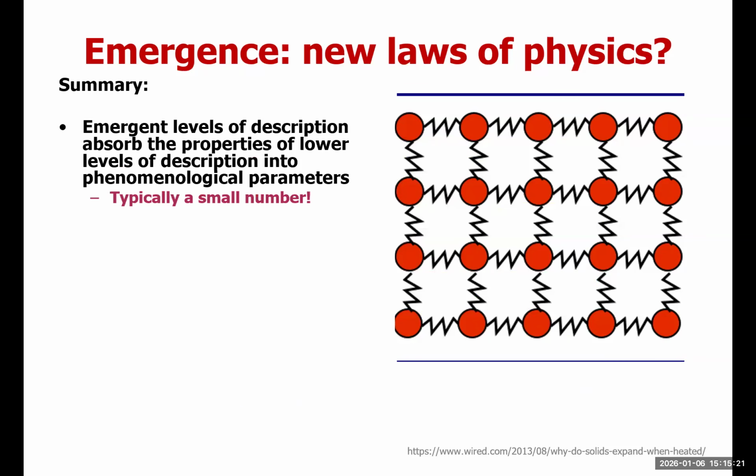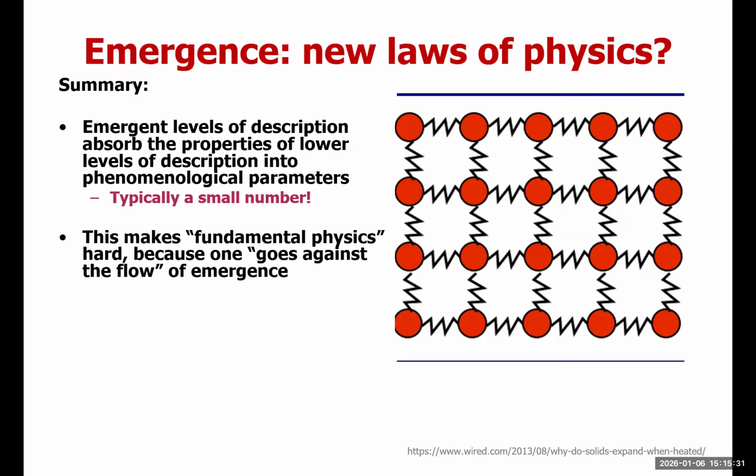All right. So what I've told you is that there's emergent levels of description. They absorb the properties of lower levels of description into phenomenological parameters. And if it's going to be useful, those have to be a small number of parameters. This makes fundamental physics hard because one goes against the flow of emergence.